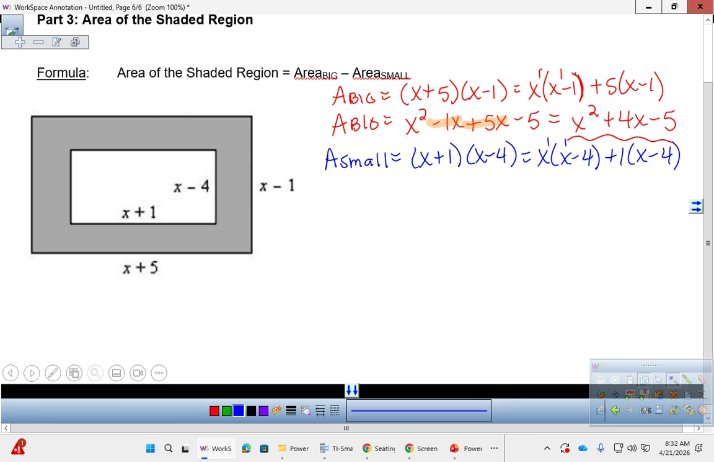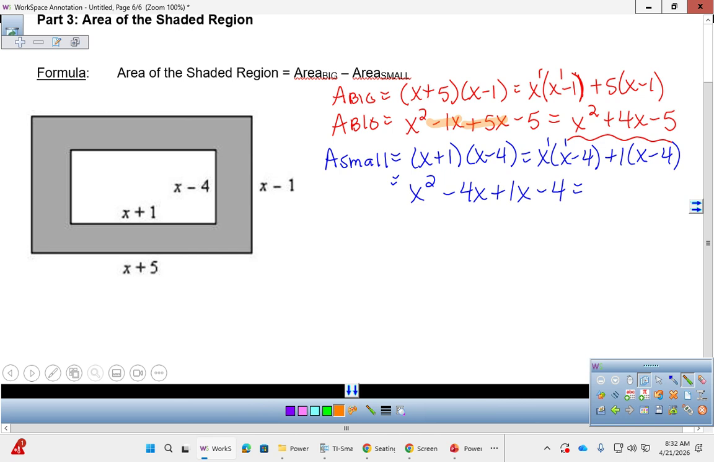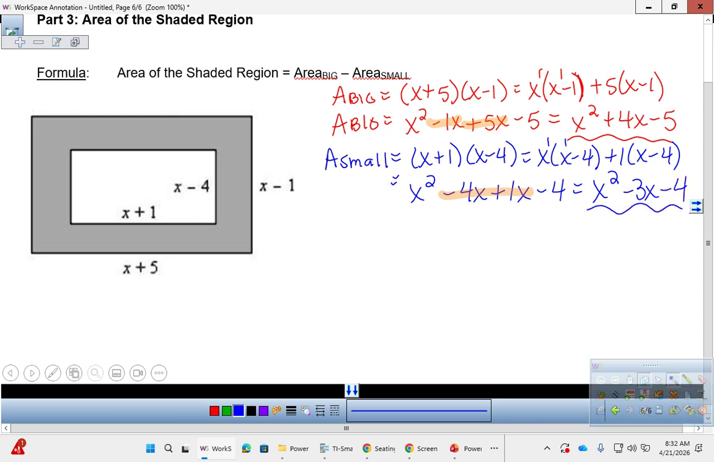Don't forget to put the ones, because I'm going to keep the x and add the exponents. X times x is x squared. X times negative 4 is negative 4x. 1 times x is 1x, and 1 times negative 4 is negative 4. I just have to combine my like terms. Negative 4 plus 1 is negative 3x. This is the area of the small.